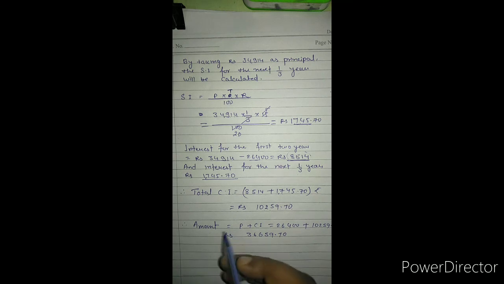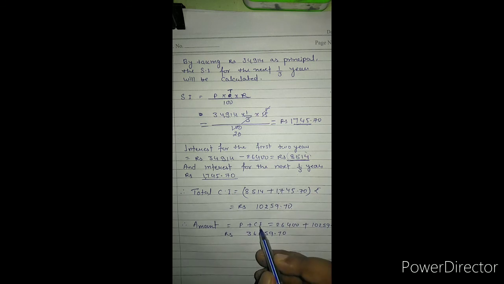Now we know what the amount is. The amount will be principal amount plus compound interest. So the principal amount was 26,400, and our compound interest we have calculated is 10,259 rupees and 70 paise. When you add it, you will get 36,659 rupees and 70 paise.